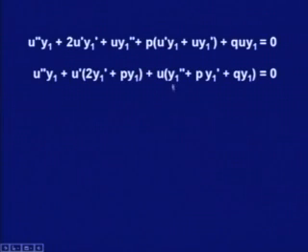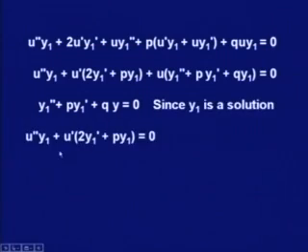The coefficient of u double dash is only y 1, so that is the first term. The coefficient of u dash is 2 y 1 dash plus p y 1, and the coefficient of u is y 1 double dash plus p y 1 dash plus q y 1. Now, you are equating it to 0. Now, we see this coefficient of u.